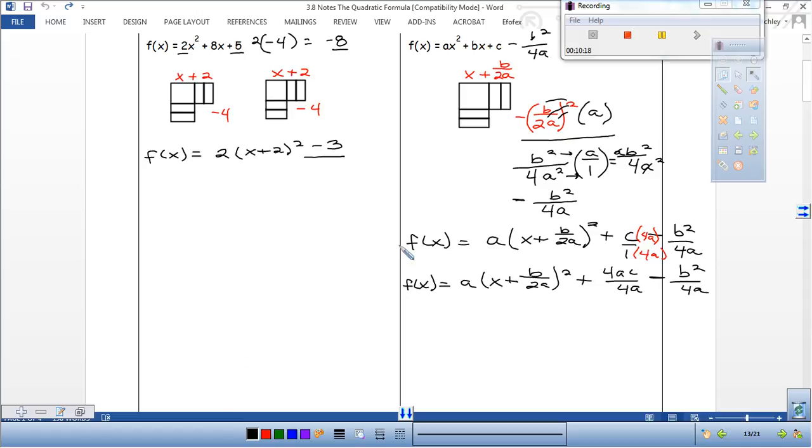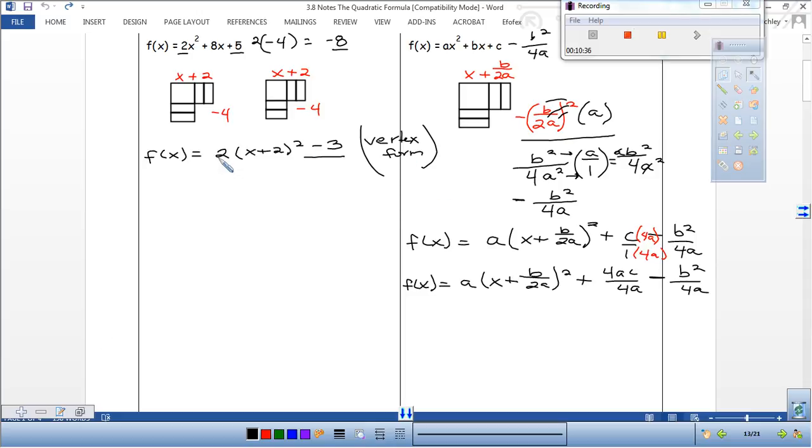Okay, now we're at the exact same place that we are here with this one. This is vertex form of a quadratic equation. This right here is also a vertex form of a quadratic equation. So remember when we talked about the axis of symmetry being x equals negative b over 2a? Right there, right? We can kind of see that already.